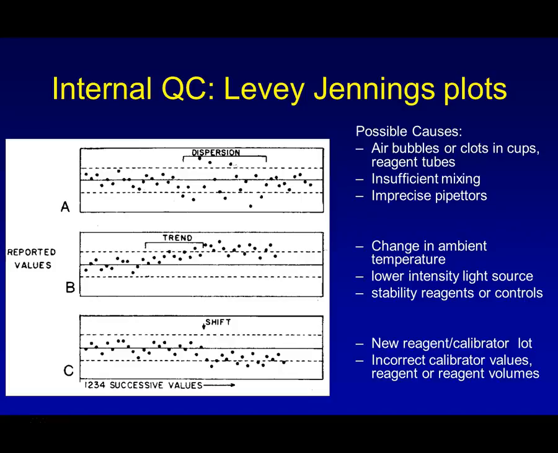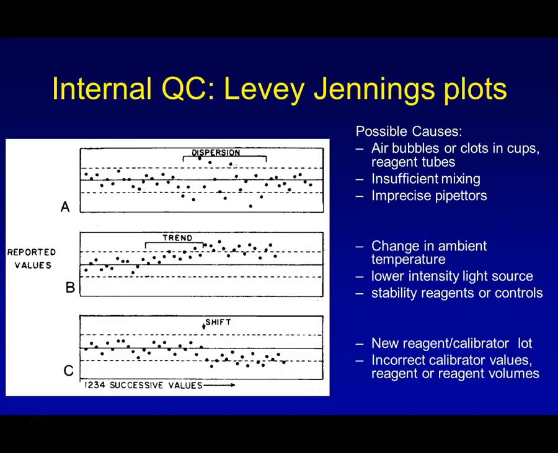In panel A you see dispersion. That means a huge variation, and sometimes it is outside the ranges that we think is okay. Possible causes can be air bubbles or clots in the cups or in reagent tubes, insufficient mixing or imprecise pipetters.